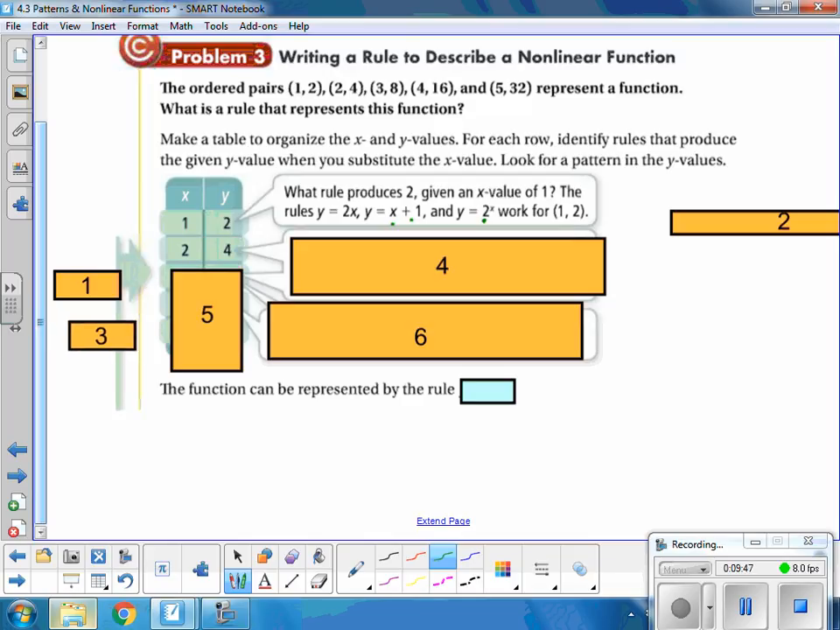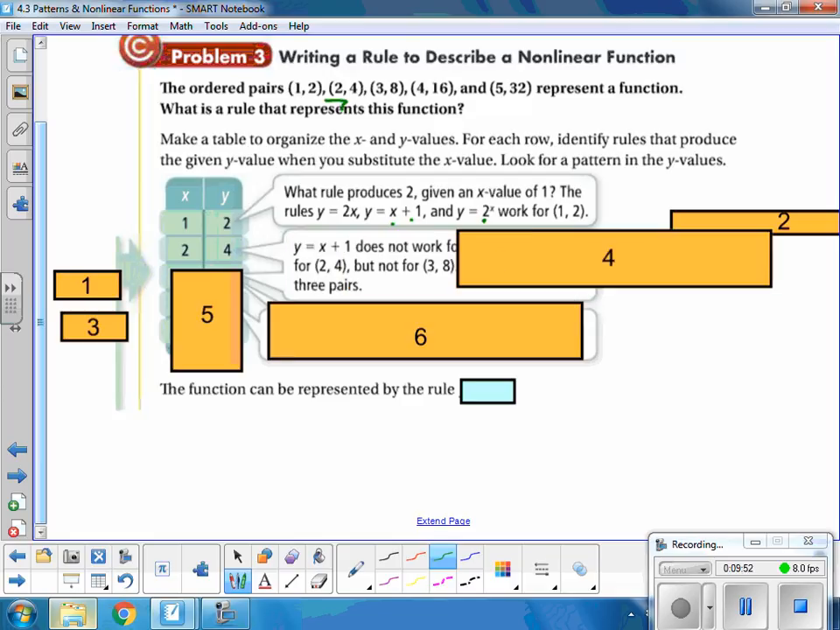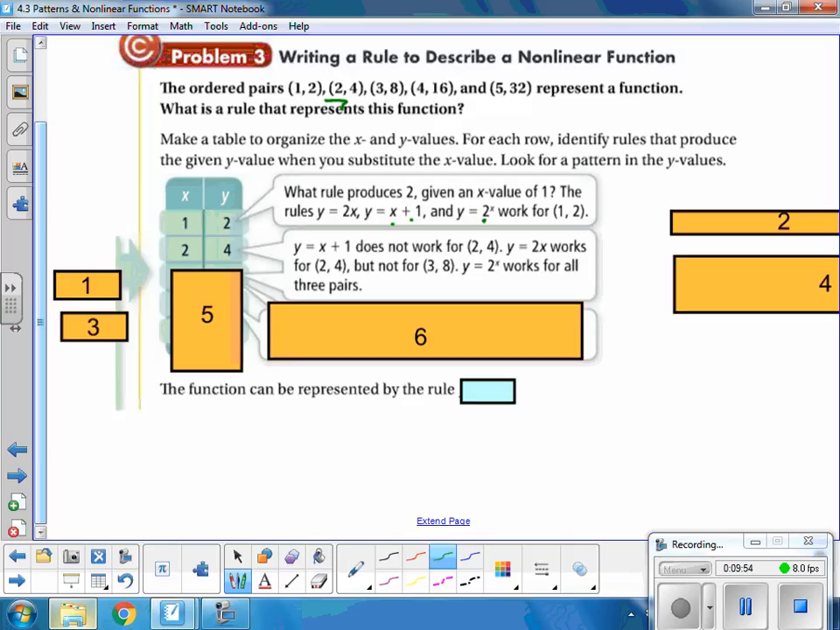Now if I look at something else here, I look at my next coordinate, which is 2, 4. I'm going to see which ones work. And I'm noticing here that 2 plus 1 doesn't work, so that's out. 2 doubled does work, so that's in. Okay? And a base of 2 to the x power, so 2 to the second power, so I'm looking at this guy. 2 to the second power is 4, so that works. So this one's still in, and this one is still in. When I check it on 3, 8, I see that 3 doubled is 6. It's not 8. So now doubled is out.